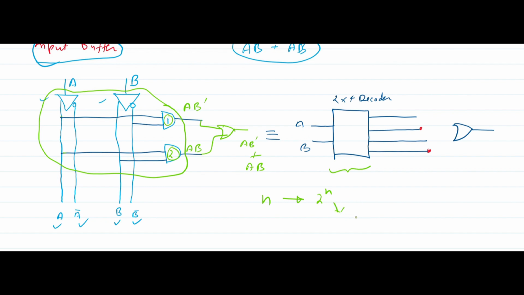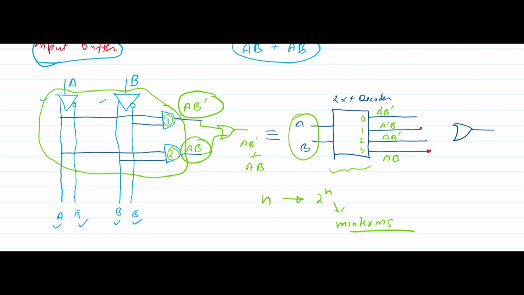And these 2 raised to power n outputs are nothing but all possible min terms. If you see here, AB dash, AB, they are nothing but standard min terms. So if it takes input AB, it will return min term 0, min term 1, min term 2, min term 3. Min term 0 is A dash B dash. Min term 1 is A dash B. Min term 2 is A B dash. Min term 3 is AB. So these lines are representing the min terms corresponding to these input signals.